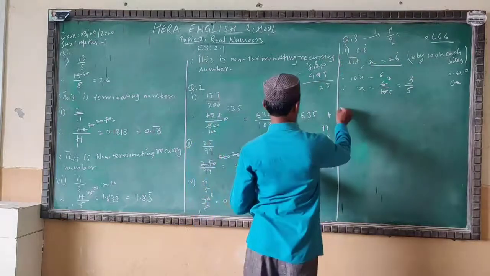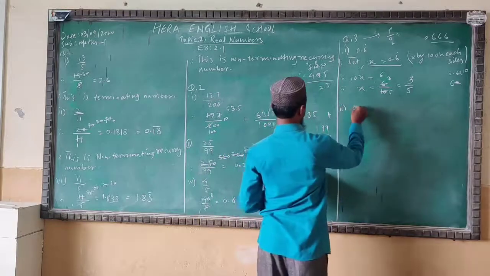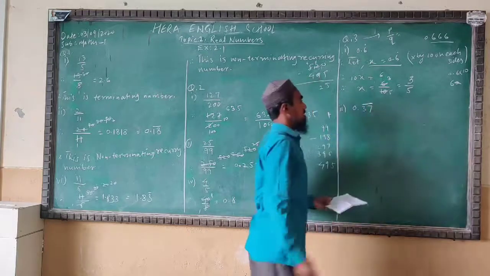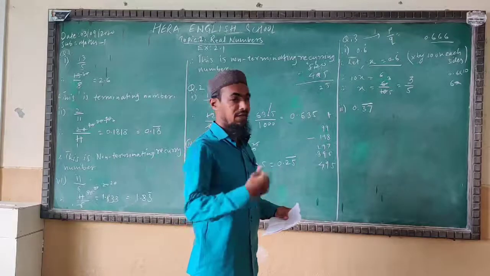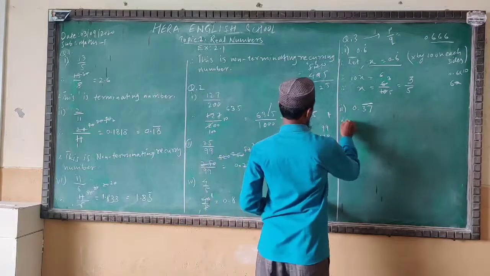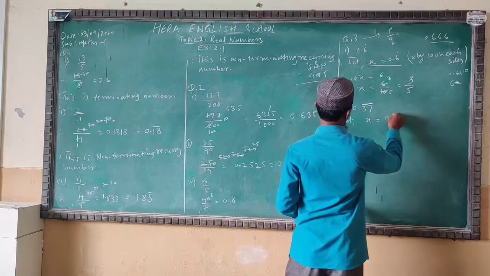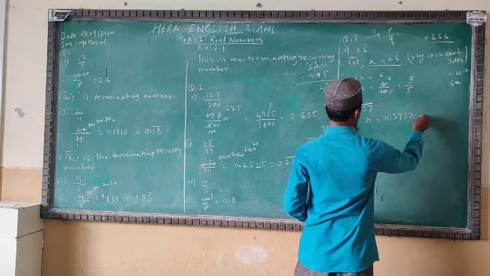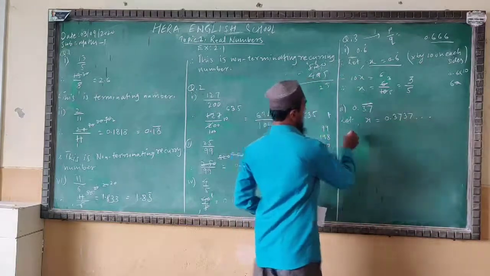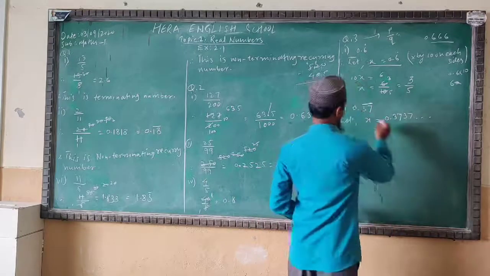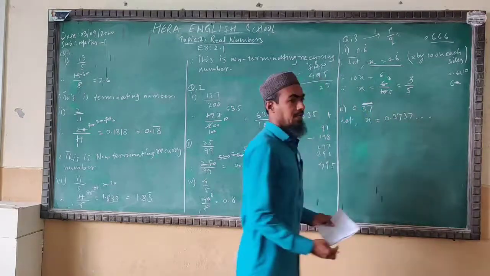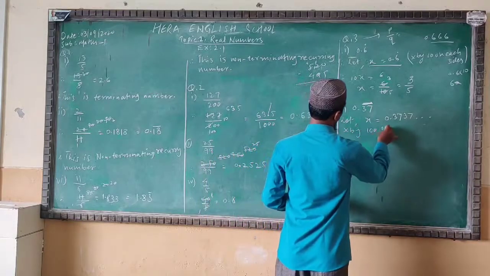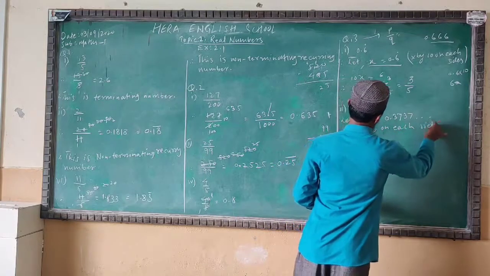Now the second question, 0.37 bar. Bar 0.37 means 37 is the repeating number; it will repeat many times. So suppose x is equal to 0.37 bar. Here we will multiply by 100. Why? Because two digits are repeating, so we multiply by 100 on each side.